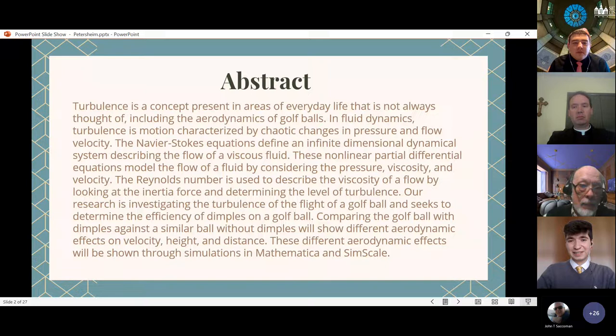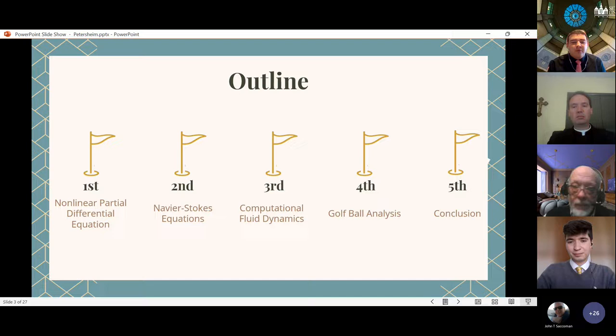First, we're going to start off with nonlinear partial differential equations, going into the Navier-Stokes equation specifically, then talk about computational fluid dynamics, and then our golf ball analysis, and then our conclusion.